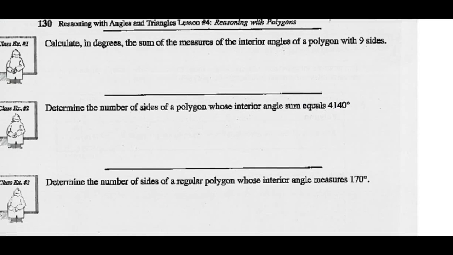So let's do some examples based on these properties. Calculate in degrees the sum of the measures of the interior angles of a polygon with 9 sides. Sum of the interior angles would be 180 degrees times n minus 2. Well, n is 9 in this case. So 180 degrees multiplied by 7. 180 times 7 gives us 1260 degrees.